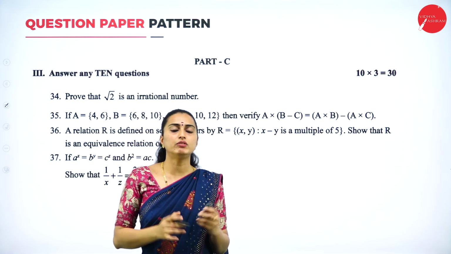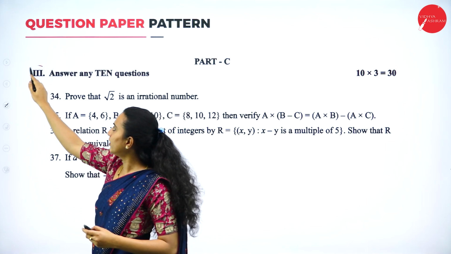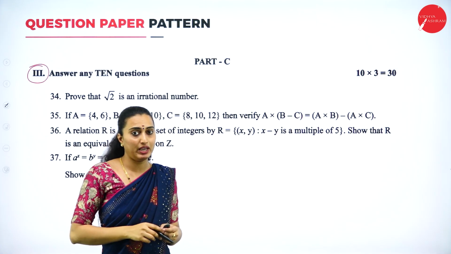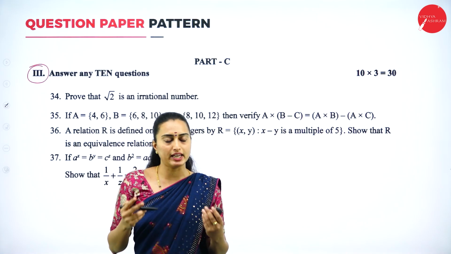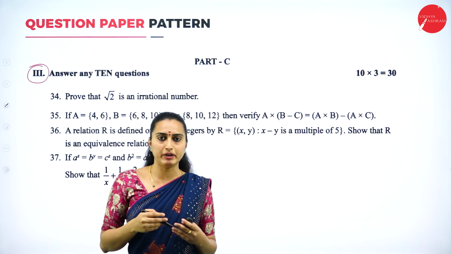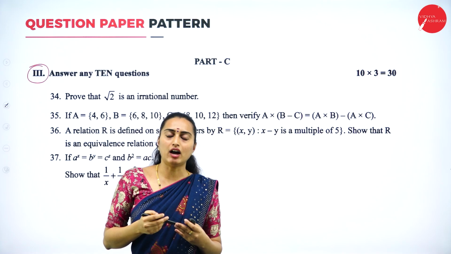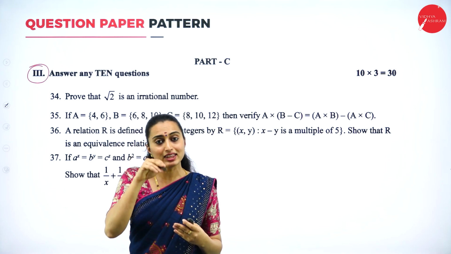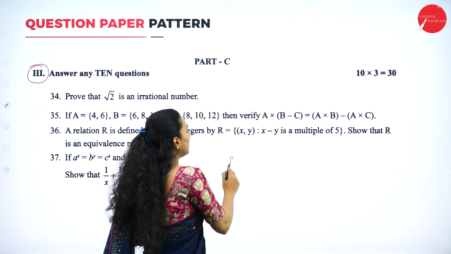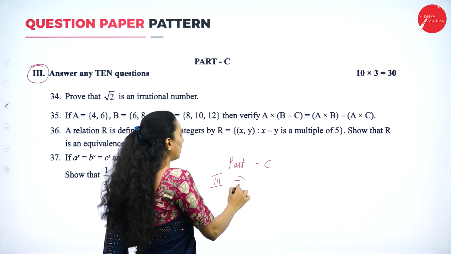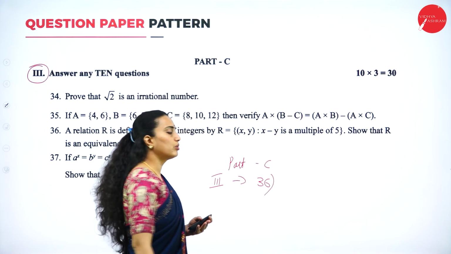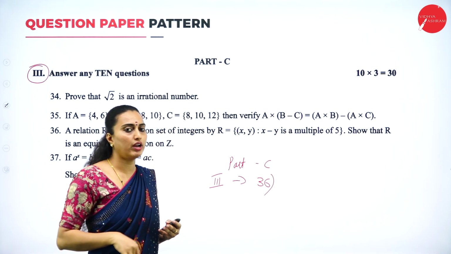So the part C will look like this. Answer any 10 and you have to use your third main. For part A will be the first main, part B will be the second main, and part C will be the third main, dears. If you want to write any answer, you have to mention part C, third main, like this. Suppose if you want to answer the question number 36, you have to mention 36 and then write down the answers.